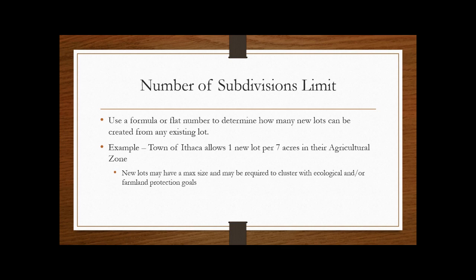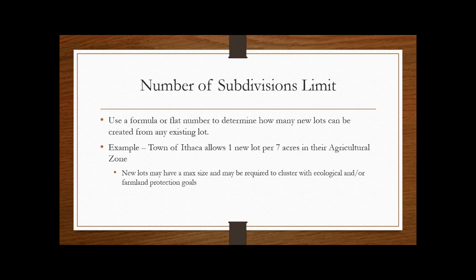If they had a 14-acre lot, they could subdivide two lots. The new lots in this kind of system usually have a maximum size. It's usually the smallest that would be allowed by the health department. So around 2 acres, unless they have municipal water, in which case they might allow down to 0.5 acre. And they're frequently also required to cluster those new lots. The clustering can be required based on ecological imperatives or farmland protection goals. So some places that use zoning like this would require you to cluster any new lots that you're allowed to add, say off of prime ag soils or away from important ecological features.